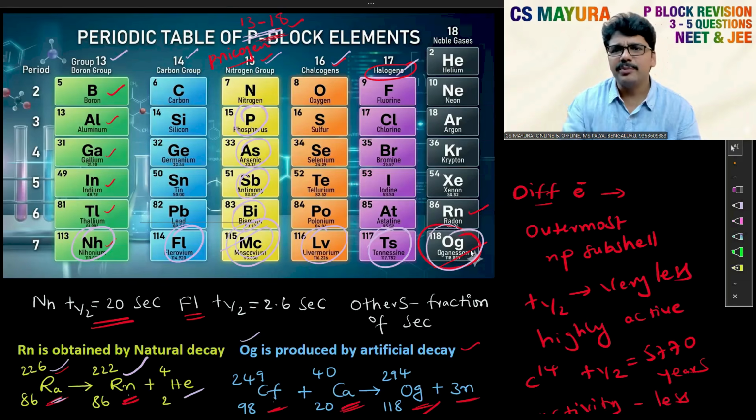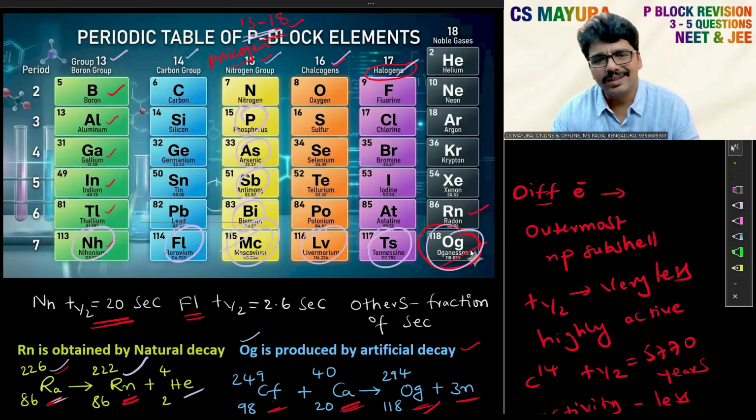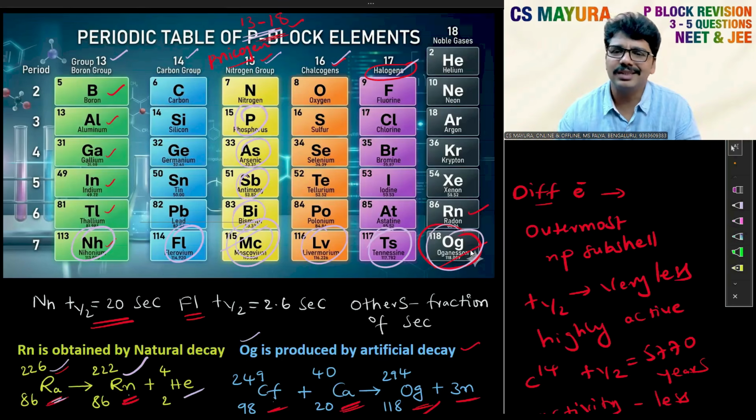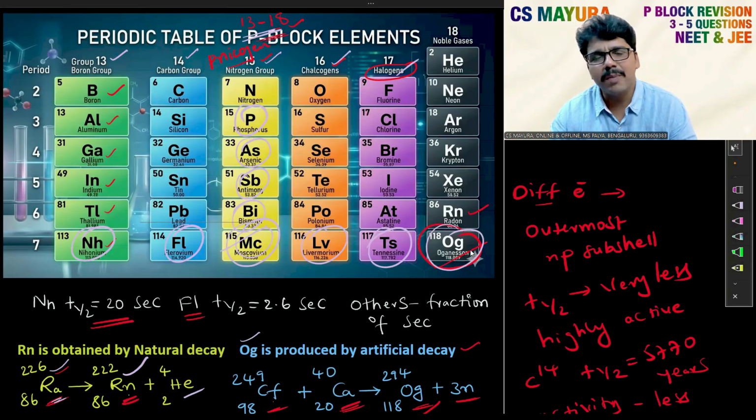Right. Now here one important point we need to discuss. What is that? In the boron family, last element, carbon family, last element, 15th group, last element, 16th, 17th and 18th group, last elements are artificial radioactive elements. Man-made elements are artificial radioactive elements.